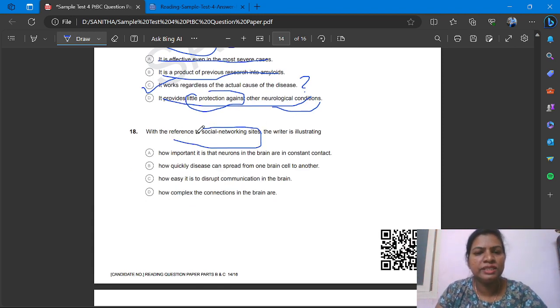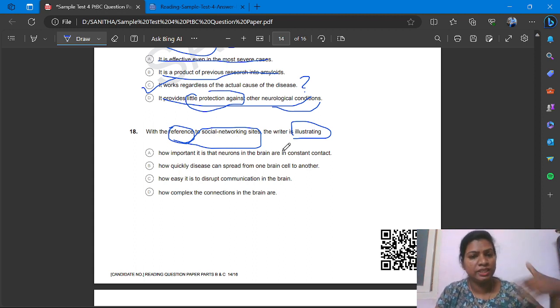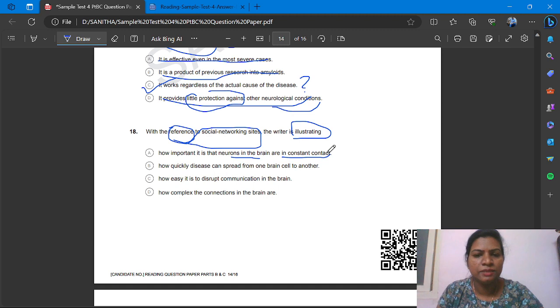What is the reference? Social networking. What are the social networking sites? Social media: WhatsApp, Facebook, Instagram. He is referring to social networking sites. The writer is illustrating, which means giving some examples. With the reference to social networking site, the writer is illustrating how important it is that neurons in the brain are in constant contact, or how quickly disease can spread from one brain cell to another.